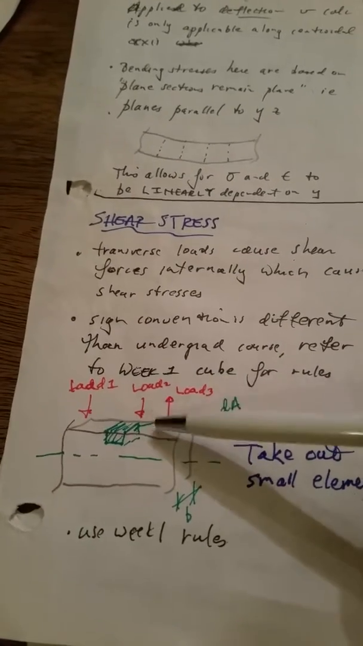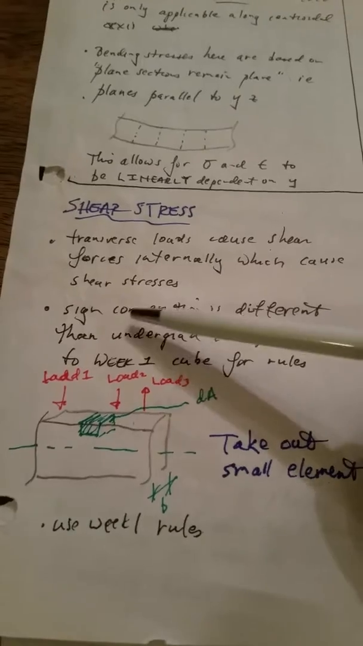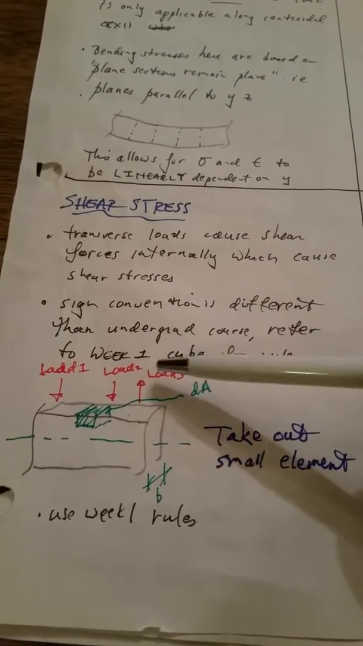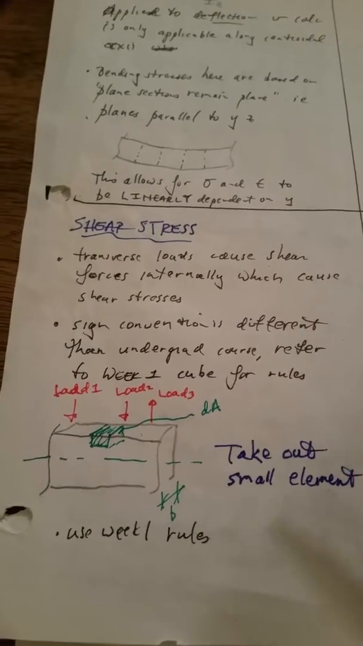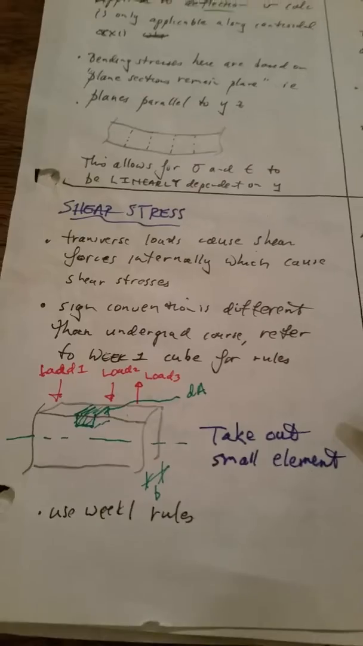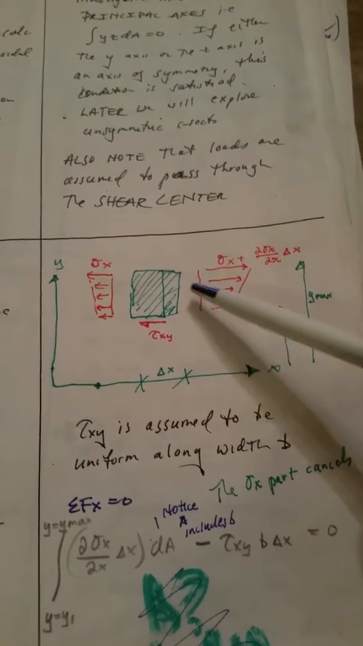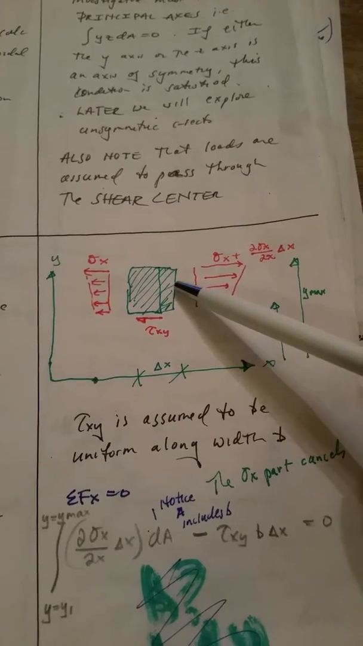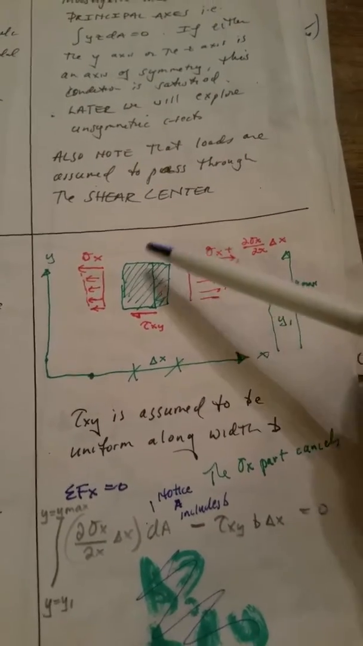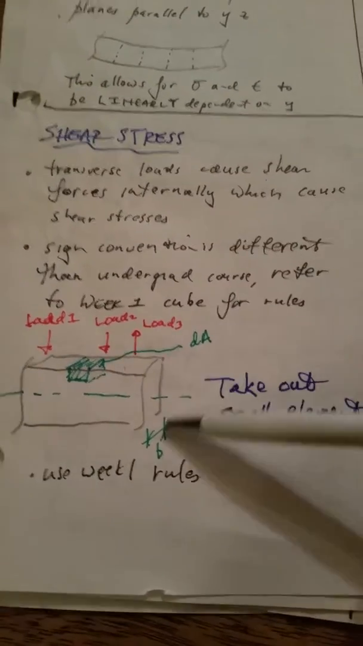If you have transverse loads on the beams, you can have loads going up and down, etc. They of course cause shear forces and in turn cause shear stresses. Quick reminder that the sign convention is not what you're used to from the undergrad, but it is exactly what you're used to in the graduate level class, where a shear stress on the x face must be going up because of the y-axis. So that's a positive shear on this face.